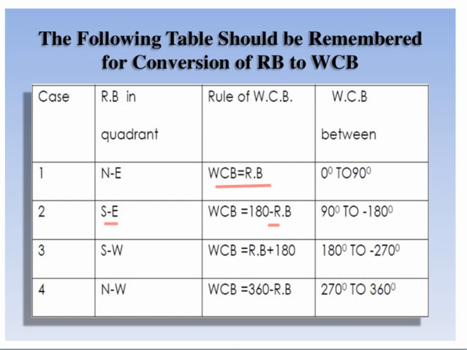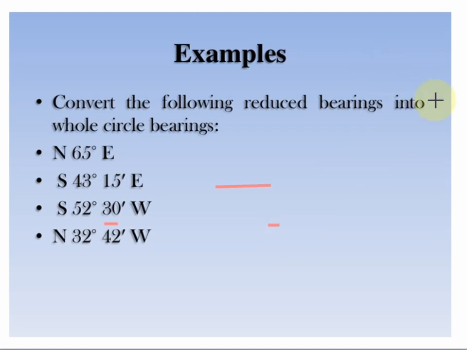So we will take some examples related to bearings so that you can better understand. Convert the following reduced bearings into whole circle bearings. What is given? North 65 degree east. First you draw the figure. Let us consider this is north.